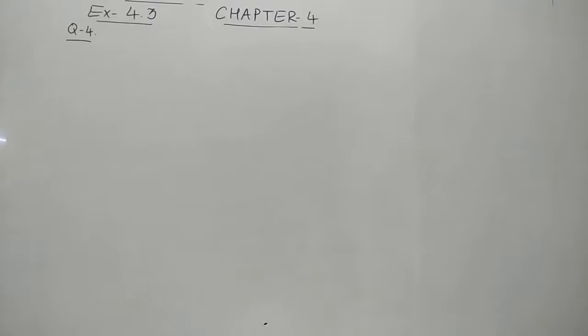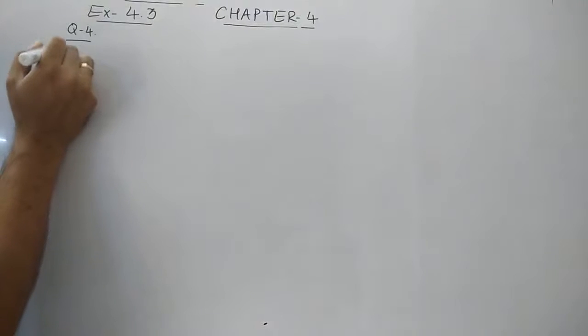The fourth question says that the sum of the reciprocals of Raman's age. Sum of the reciprocals. Reciprocal means inverse, we can say multiplicative inverse. Raman's age 3 years ago and 5 years from now. So you can see that here it is compared with Raman's age before 3 years and after 5 years. Find his present age.